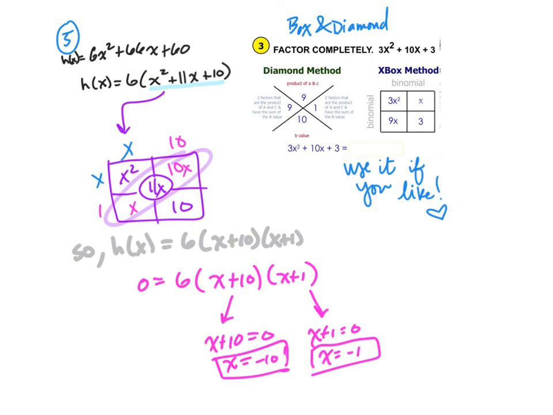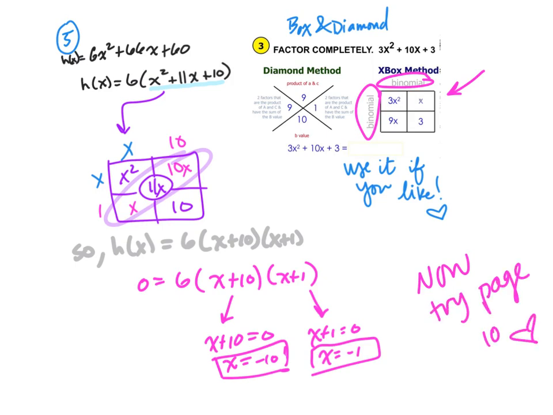And then make sure that your x squared is only inside your factoring structure. So even if you're doing the box and diamond method, same thing, your x squared is inside. Your binomials, it's true, go on the outside. All right, that was kind of long, sorry, but I hope it helps. And then you're working on page 10. So now, try page 10. Thank you. All right.